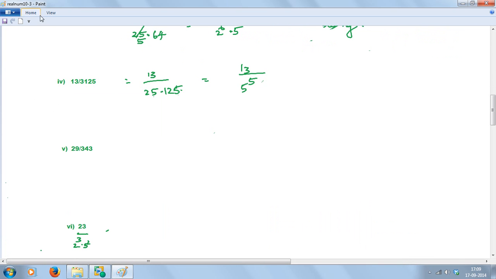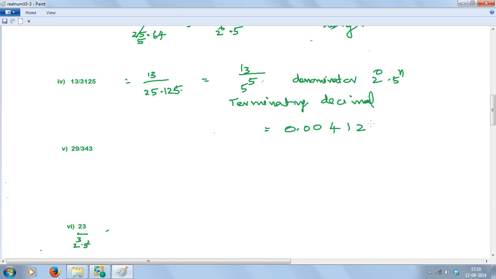Now, in this fourth problem, it says the denominator is of the form 2 to the power m, here m is 0, multiplied by 5 to the power n. Therefore, the decimal is a terminating decimal. So if you divide, actually you will get something like 0.0041216. Now this you can just try.